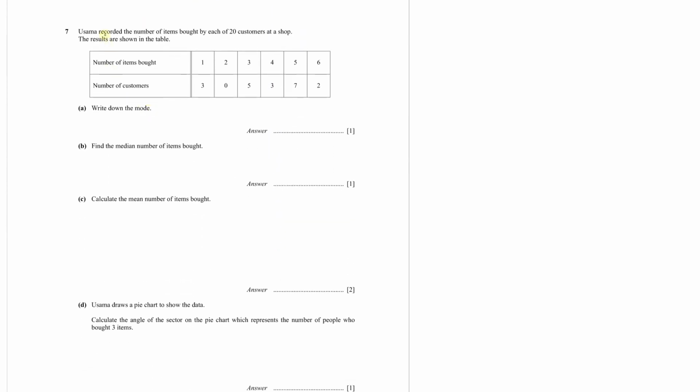So question number 7 is: Osama recorded the number of items bought by each of 20 customers at a shop. The results are given below. So 3 customers bought 1 item, 0 customers bought 2 items, and so on. Write down the mode.